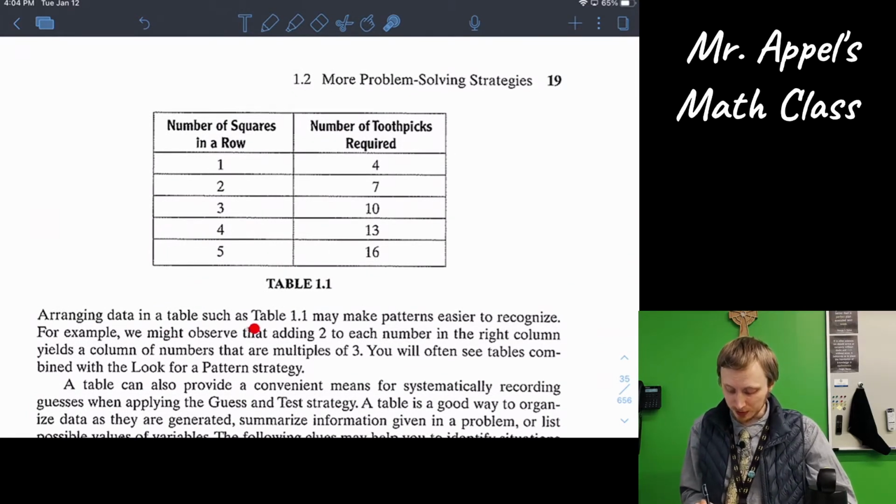Arranging data in a table such as table 1.1 may make patterns easier to recognize. For example, we might observe that adding 2 to each number in the right column yields a column of numbers that are multiples of 3. You will often see tables combined with the look for a pattern strategy. Right? Adding 2 to each number in the right column.